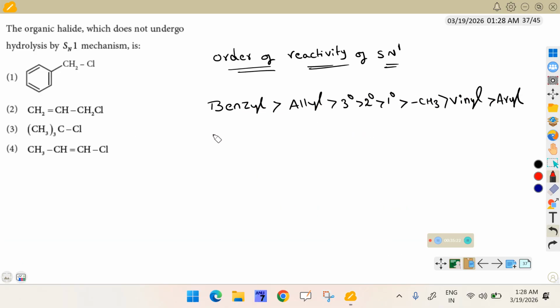SN1 reactivity order. Which of the following does not undergo SN1 mechanism? First halide is benzyl. Next one is allyl. Next one is 3 degree. This is vinyl. So the fourth one.